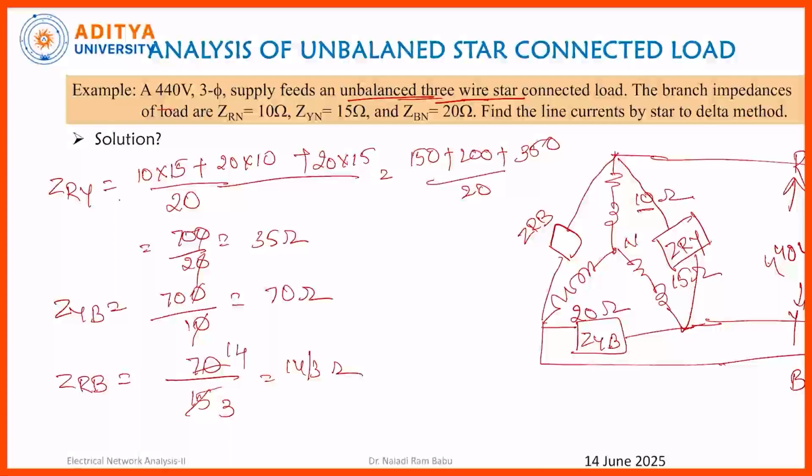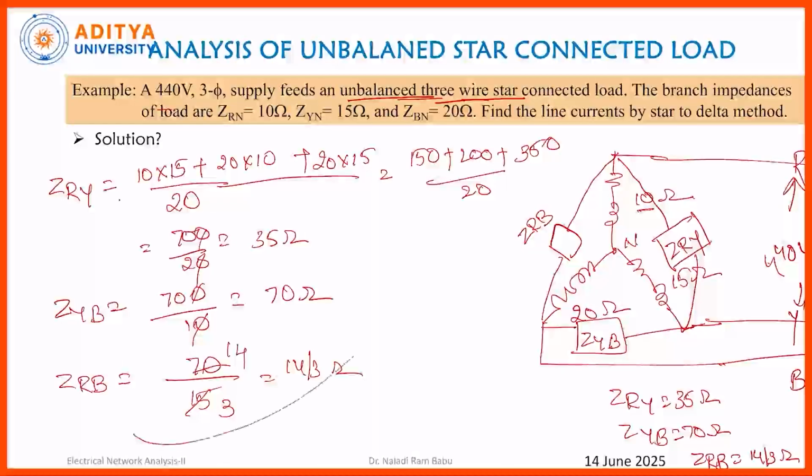Now I got the values of all ZRY, ZYB and ZRB. That means I got the values of the impedances in delta connection. Now I am writing those values over here. For our purpose, ZRY is 35 ohm, ZYB is 70 ohm, and ZRB is 14 by 3 ohms. Now I am erasing this part in order to go further.